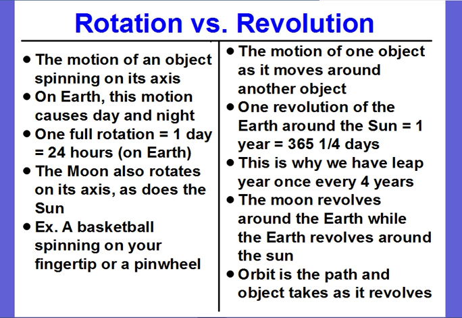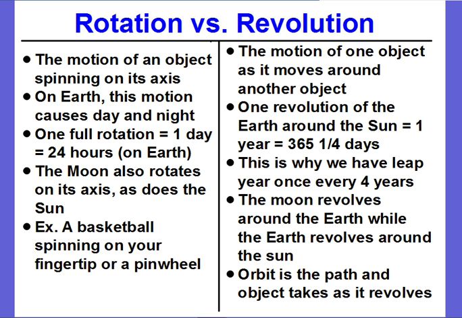Revolution is when we're talking about one object moving around another object. For Earth, one revolution around the Sun is equal to 365 and a quarter days. It's not exactly 365 days. And that's why we have a leap year once every 4 years. We need to catch up on all those extra quarter days, so we add a day every fourth year so that it keeps our calendar accurate.